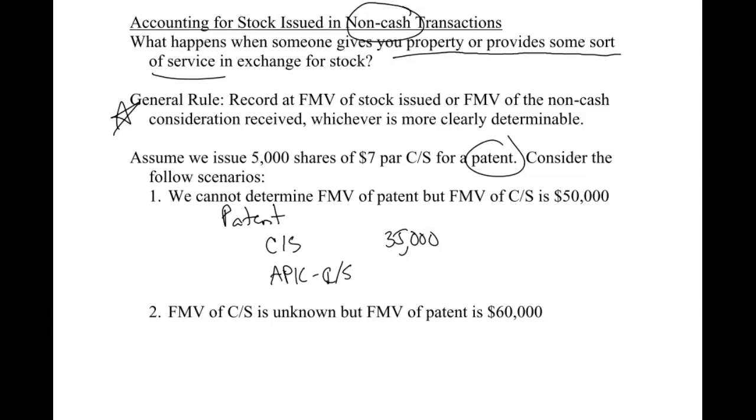All right, so we don't know the fair market value of the patent. However, the stock that we are giving them for the patent is 50,000. So it makes sense that we should put the asset on the books at 50,000, and then additional paid-in capital catches everything else. All right, next example.